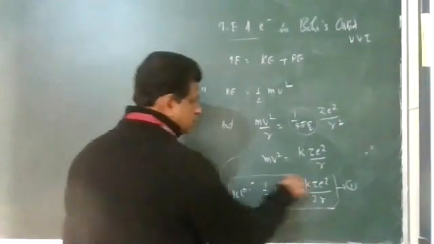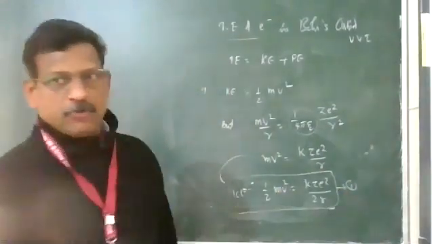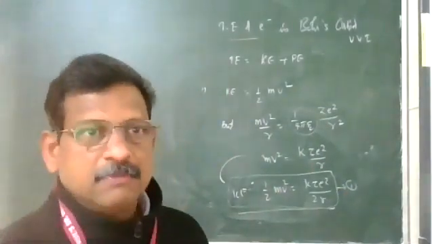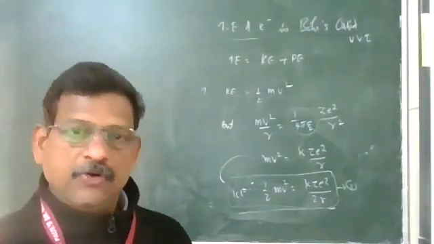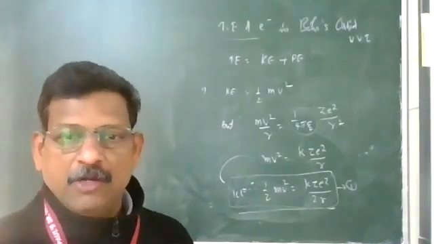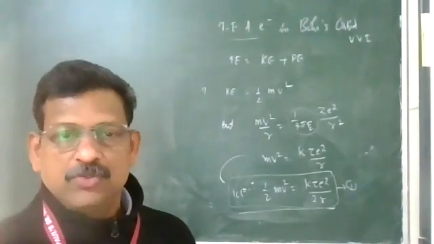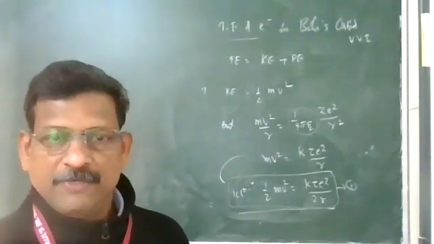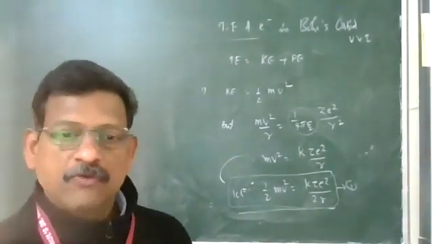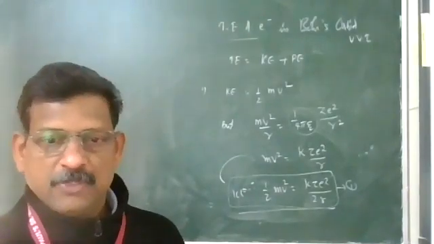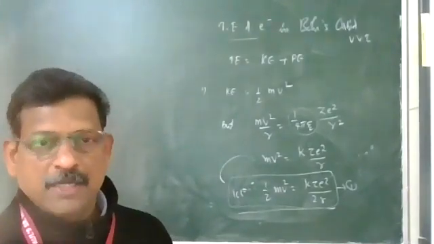Very important relation. Same equation is applicable for Rutherford also. According to Rutherford, the same equation we have written: mv squared by r equal to k Z squared by r square. So whether it is Bohr or Rutherford, this equation was the same. So k Z squared by 2r is the kinetic energy.